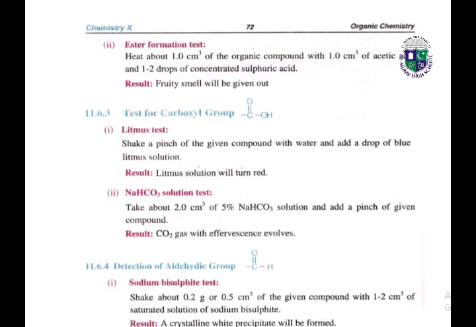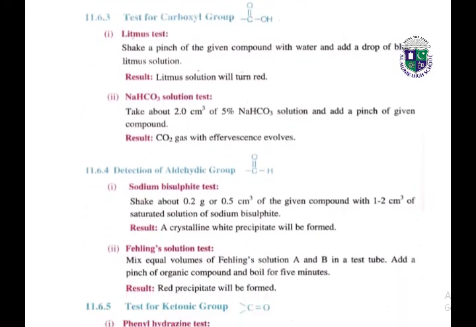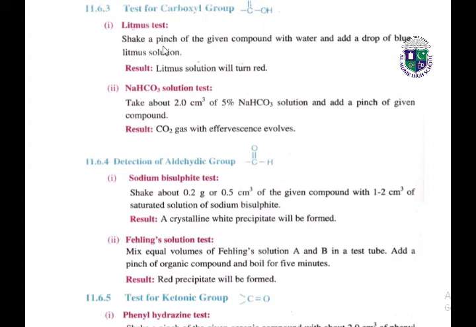Next we have test for carboxyl group. Litmus test. Shake a pinch of the given compound with water and add a few drops of blue litmus solution. Result will be litmus solution will turn red. NaHCO3 solution test. Take about 2.0 centimeter cube of 5% NaHCO3 sodium bicarbonate solution and add a pinch of given compound. Carbon dioxide gas with effervescence evolves.